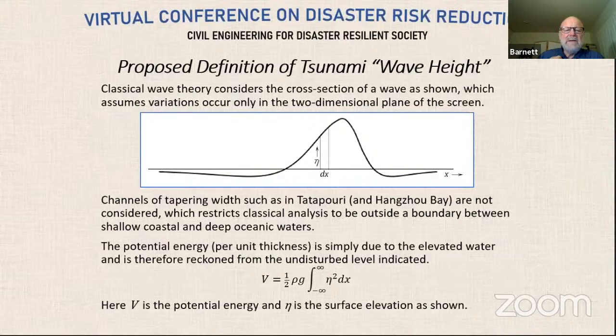But in the classical theory, outside that boundary in the oceanic waters, the potential energy per unit thickness of the wave is simply due to the elevated water and is therefore reckoned from the undisturbed level indicated. So it's a relatively simple analysis, and if the wave has depressions, that also has potential energy, so that although eta is negative, the eta squared still contributes a positive amount to the potential energy. Next, please.